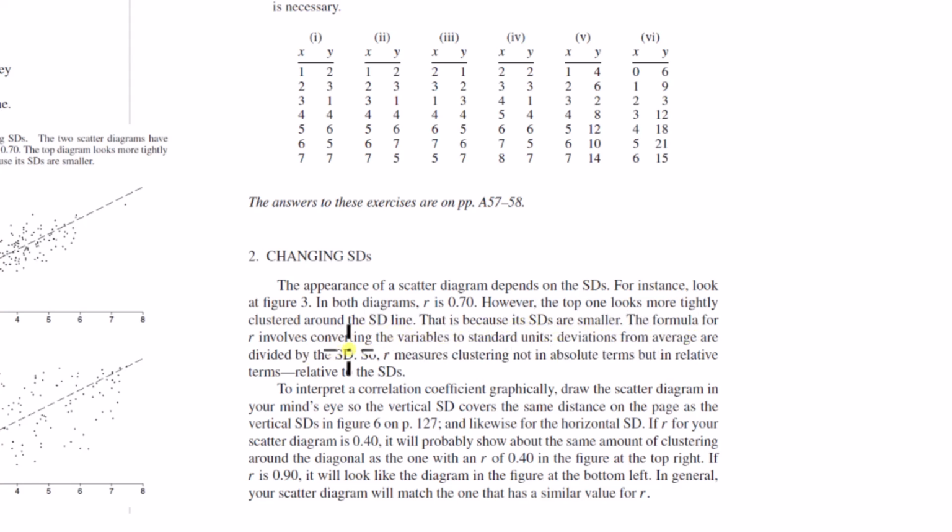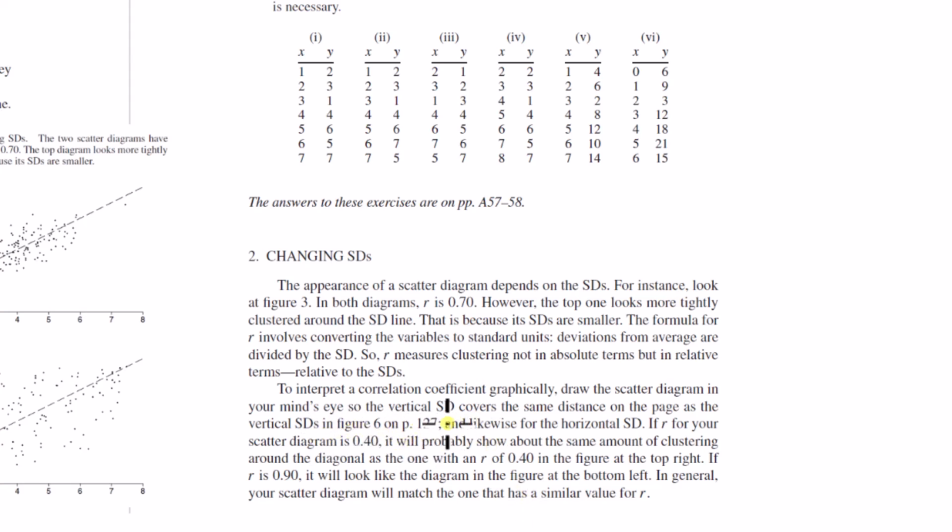The formula for R involves converting the variables to standard units. Deviations from average are divided by the standard deviation. So R measures clustering not in absolute terms, but in relative terms, relative to the standard deviations. To interpret a correlation coefficient graphically, draw the scatter diagram in your mind's eye so the vertical standard deviation covers the same distance on the page as the vertical standard deviations in figure 6 on page 127.